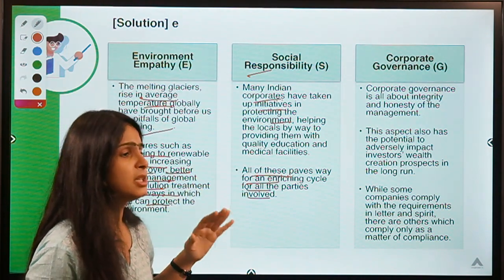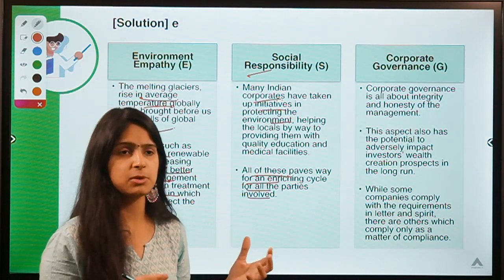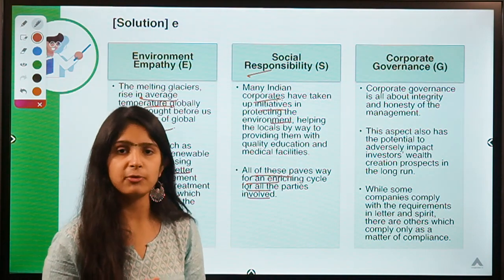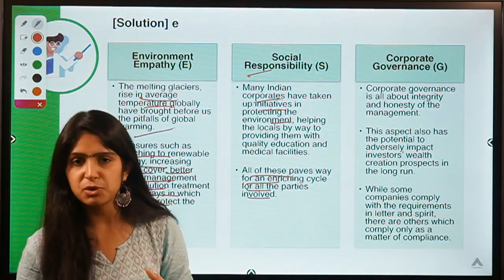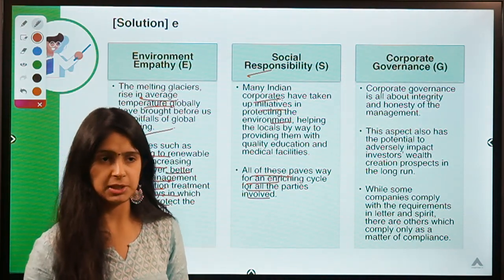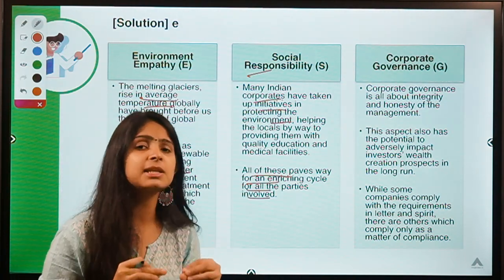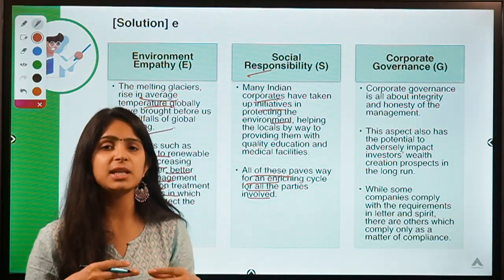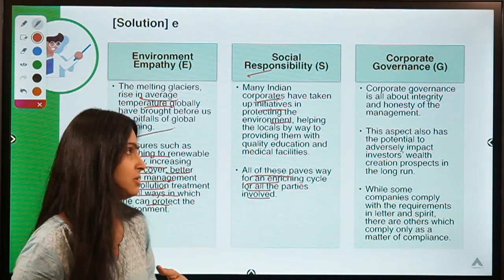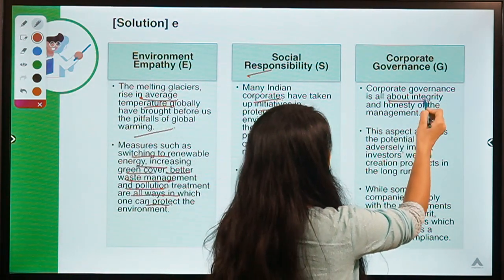There is some difference between schools of thought, because earlier it was believed that a business should only concentrate on earning profit, because that is the sole responsibility of business. They should not worry about fulfilling social responsibilities. But later the view emerged that since business takes inputs from society, it is its moral responsibility to be accountable for its actions. Corporate governance is about integrity and honesty.